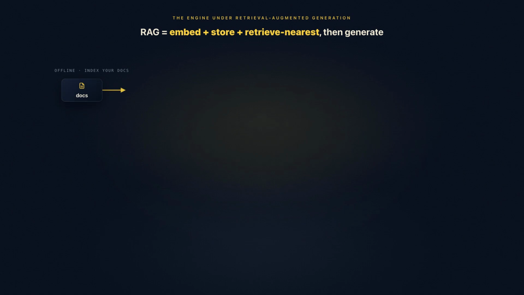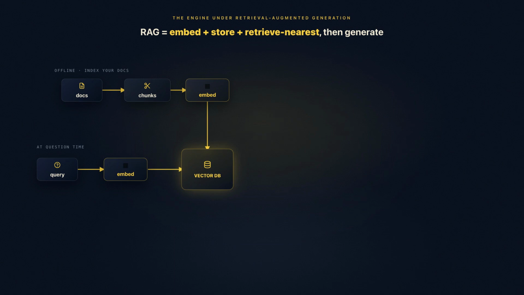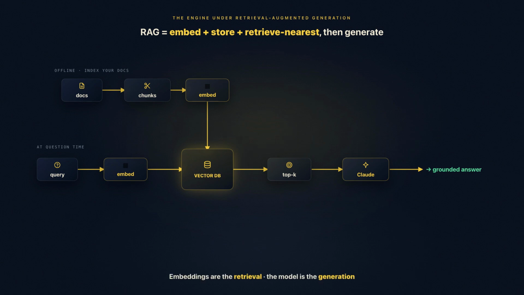Here's the whole loop. Offline, take your documents, split them into chunks, embed each chunk, and store the vectors in a vector database. Then, at question time, embed the query, retrieve the top k nearest chunks, and feed those chunks to the model as context. The model answers from text it just retrieved, grounded, current, and yours. Embeddings are the retrieval, the model is the generation. And the better your chunks, the better the retrieval. What you embed is what you can find.